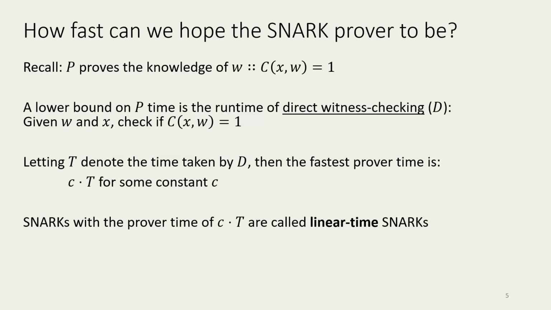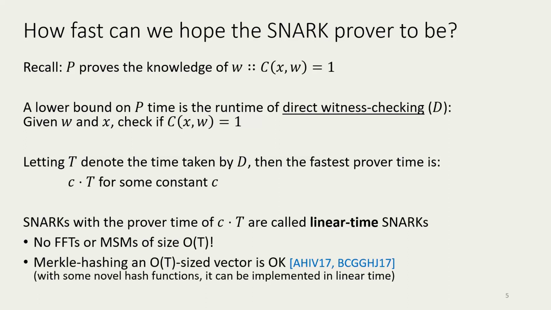Because the SNARK is linear time, it cannot actually do certain operations. For example, it cannot do FFTs or multiscalar multiplications of size proportional to T. However, doing Merkle hashing over a vector of size proportional to T is acceptable because of some prior work with novel hash functions. This operation can be implemented in linear time.